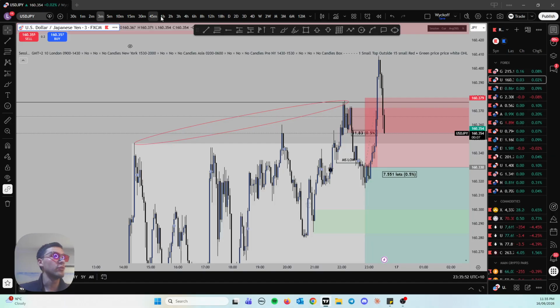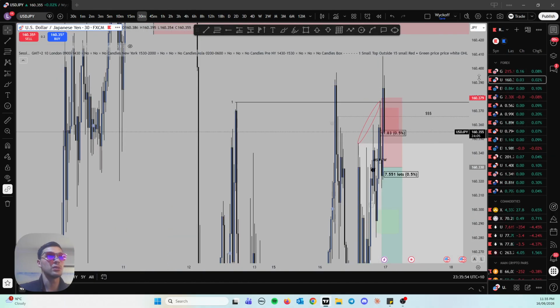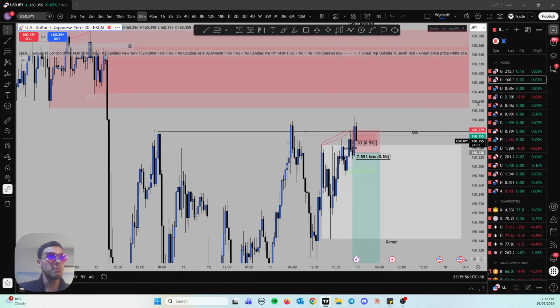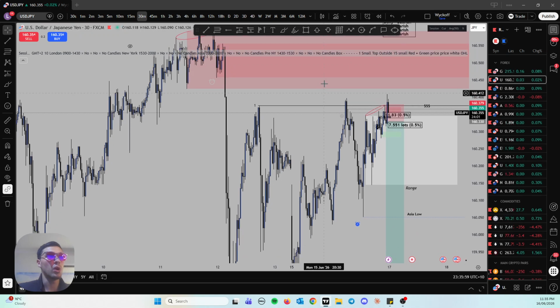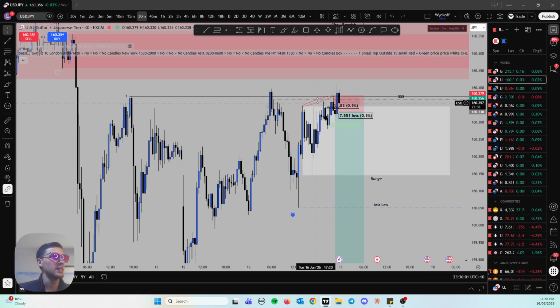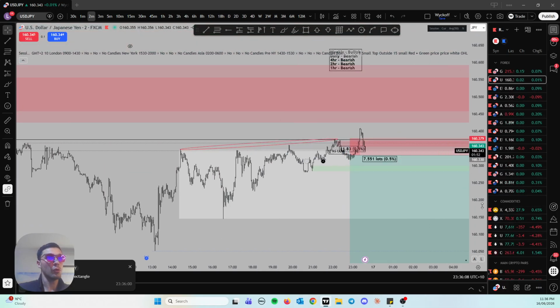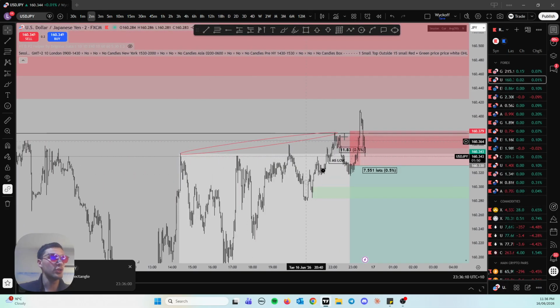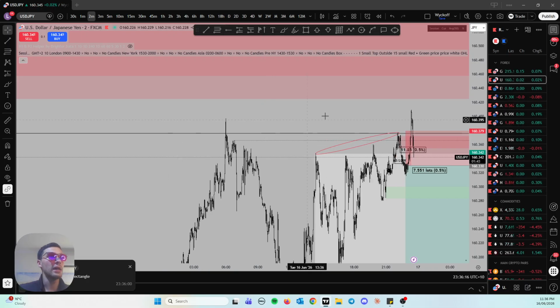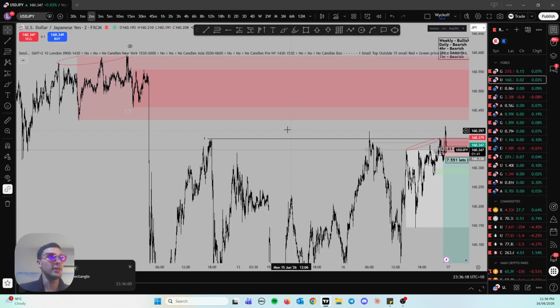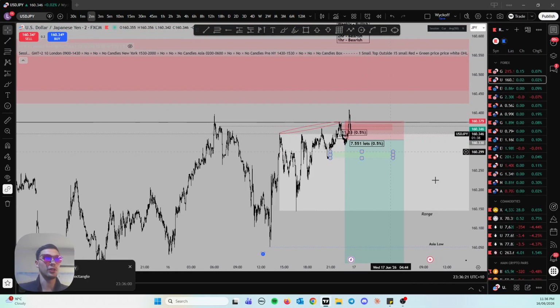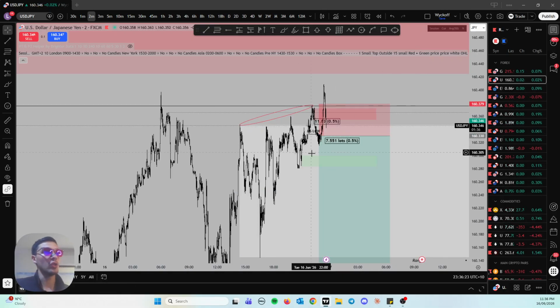Now, if we zoom out a little bit, we have actually made the Model 1. Apologies if I said Model 3 earlier. So yeah, this was supposed to be a local model. We were aiming for a local Model 1, tap 1, 2, and 3. We never got that. Very weak break of structure. I did not enter. But in turn, this actually created the Model 1 for this higher time frame model. So this is now our main goal.